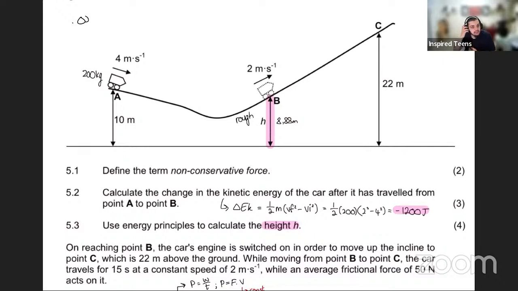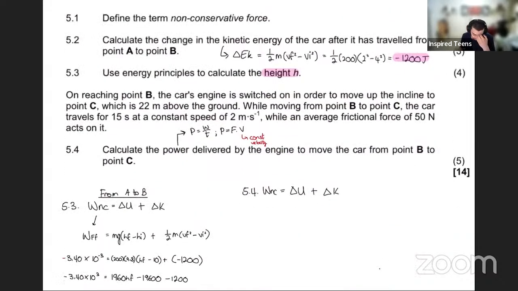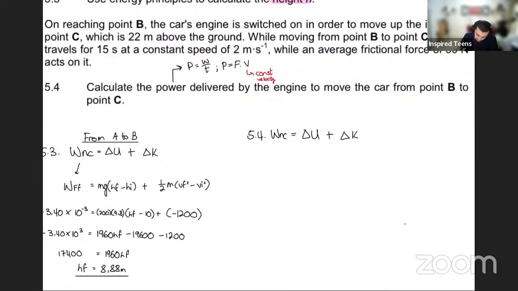What do they want? They want us to calculate the power delivered by the applied force as it's moving up. Okay, delivered by the engine. Remember, the engine is the applied force for this object, because the engine is moving it up the slope. So that is the applied. Okay, so here we would have applied and friction. Work done by F applied plus work done by frictional force.